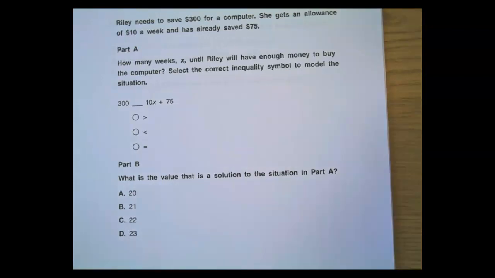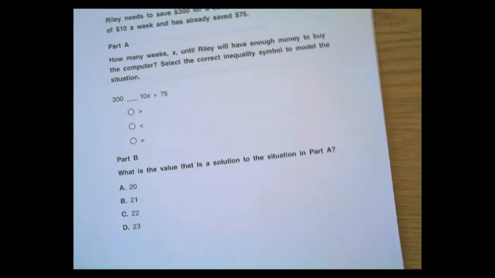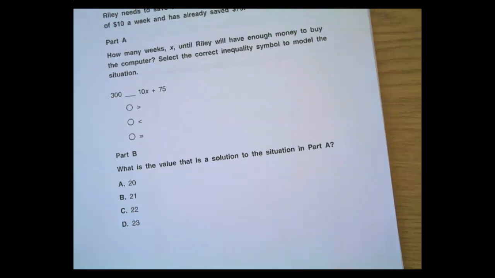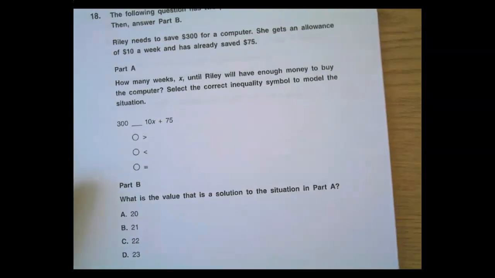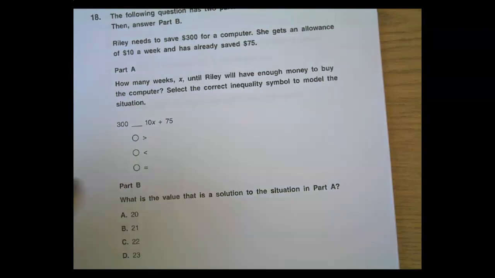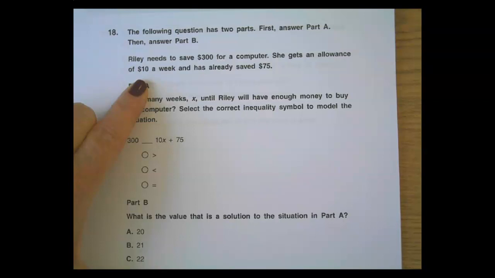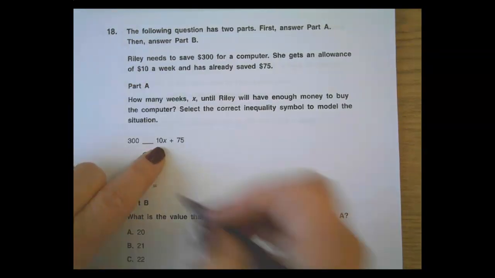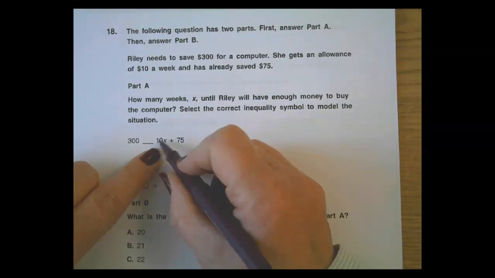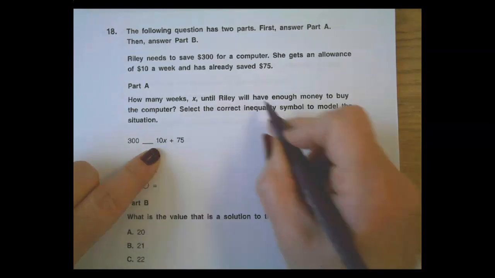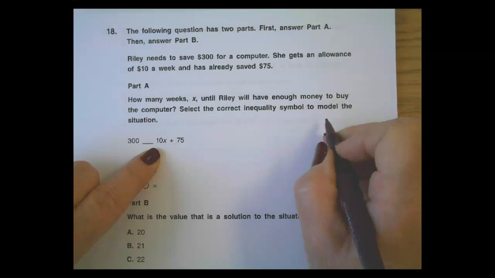18, 2 parts. First answer. So on this one, Riley needs to save $300 for a computer. She gets an allowance of $10 per week. Ooh, and she already has the 75. So she has 75. This is per week. How many weeks until Riley will have enough money to buy the computer?